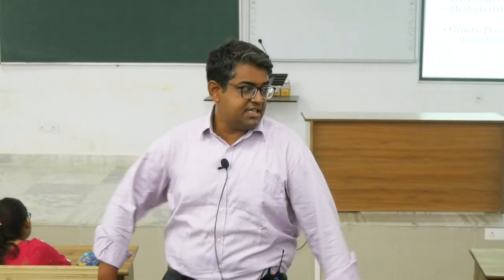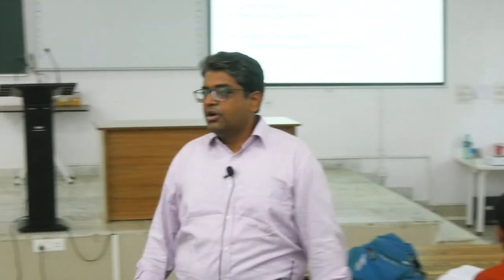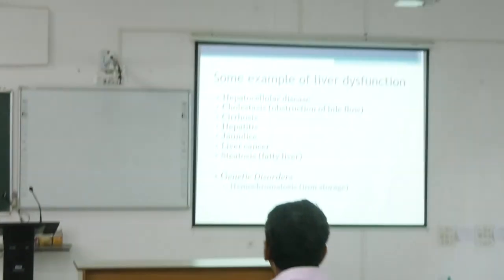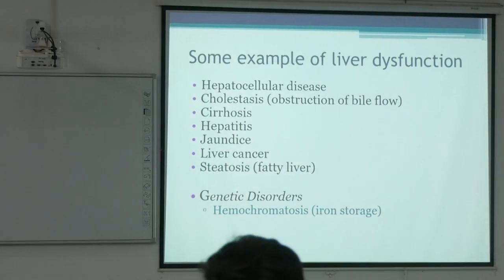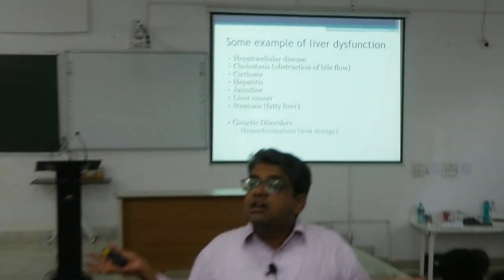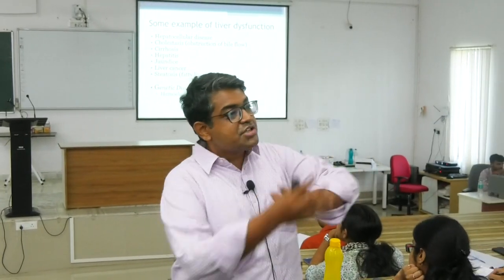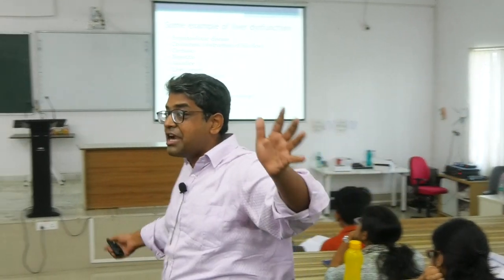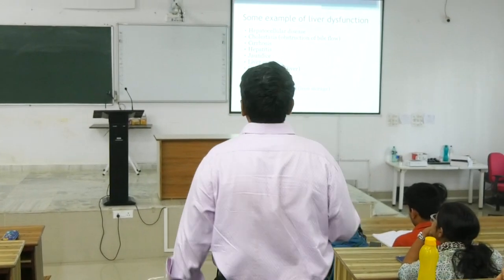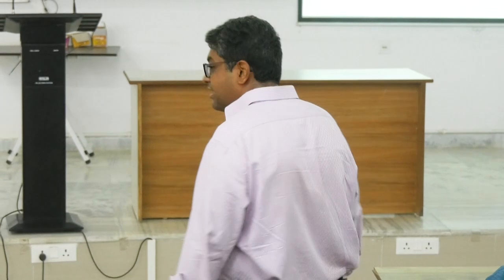Hepatitis, very easy: inflammation of the liver parenchyma. Then we have jaundice. Jaundice is increased bilirubin levels greater than 2 milligram per dL. Now there are so many variations to this, I will try to cover them. Then there are liver cancers. Steatosis, fatty liver disease.